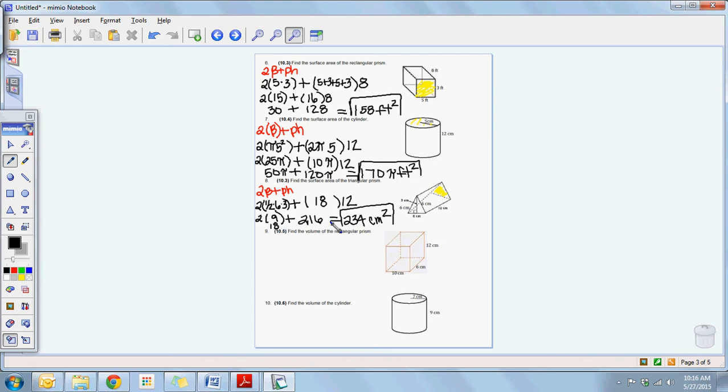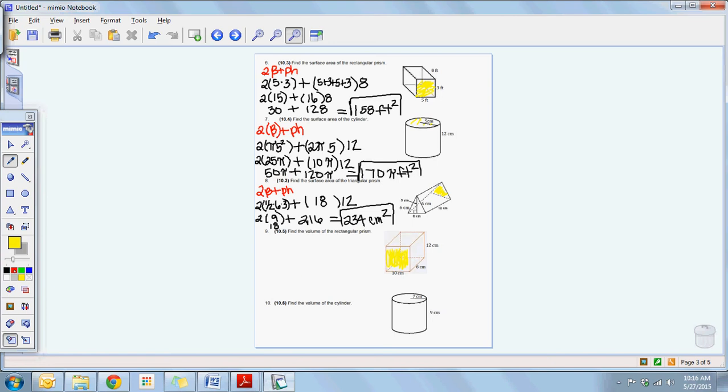All right, guys, now we're going to move on to volume, and volume is a lot simpler than surface area. Surface area had a lot going on. So let's talk about volume. Again, I have a rectangular prism. I'm going to shade this front one again. It's the shape I want to use.